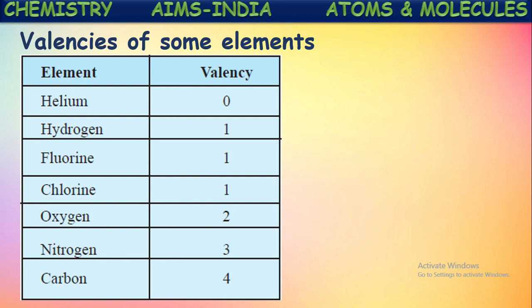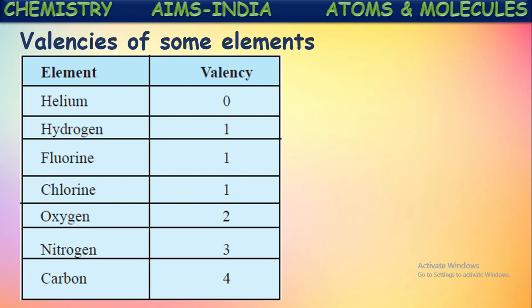See here, for some elements the combining capacities or valencies are mentioned. If we see the first element, helium, the combining capacity is shown as 0. Why? Because helium has a stable configuration. It has only one shell. In that shell, two electrons are there. That means the first shell is completely filled. So helium is satisfied with its configuration. It won't react with other elements, even itself. That is why its combining capacity is said to be 0.